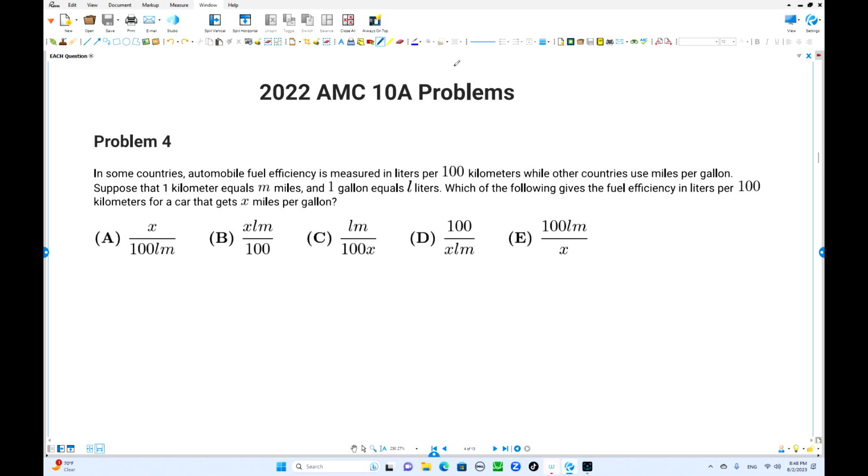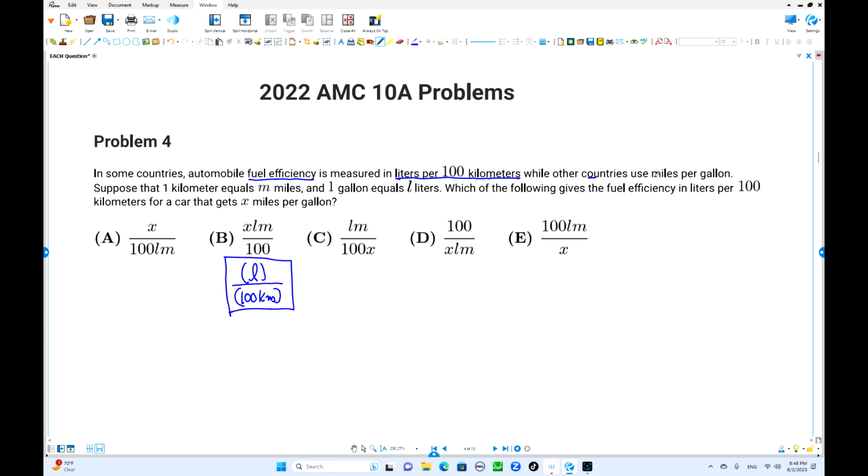This is 2022 AMC 10A, number 4. In some country, fuel efficiency is measured in liters per 100 kilometers. The unit is liters over 100 kilometers. This is the unit.